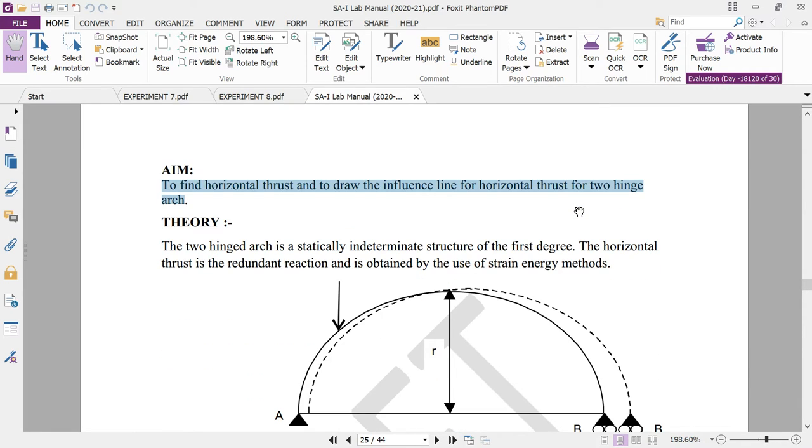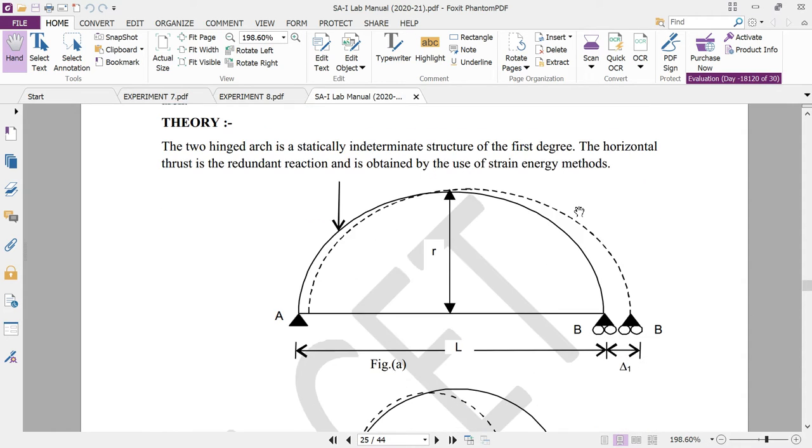So our aim is to find the horizontal thrust, that is a horizontal force, and to draw the influence line for the horizontal thrust for a 2-hinge arch. So this is a typical philosophy and theory part of a 2-hinge arch. So let us see that. An arch has 2 supports, as it is defined as a 2-hinge arch.